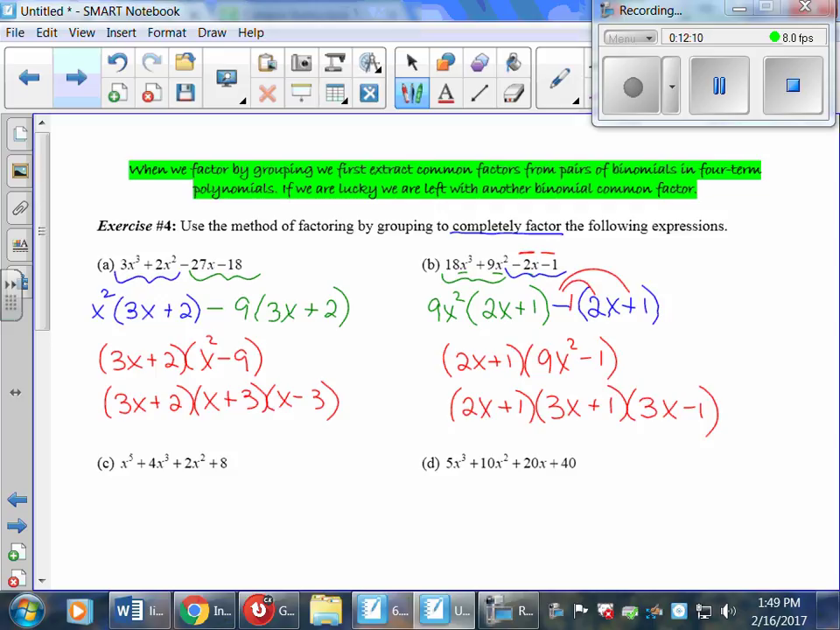Now, how could you check this? Multiply it out. If this is an important question, if it's on a test, if it's a quick poll, if it's something that's important that really counts to you, you might want to take a minute and just give it a quick check. And believe me, it won't take long. Okay, we're moving on to C and D now.